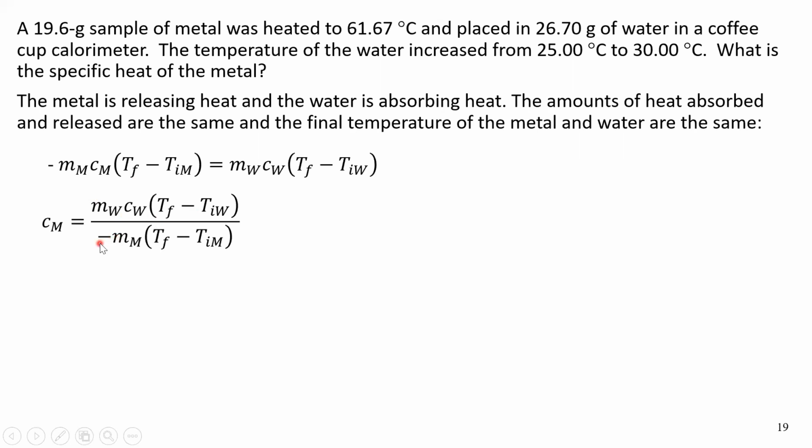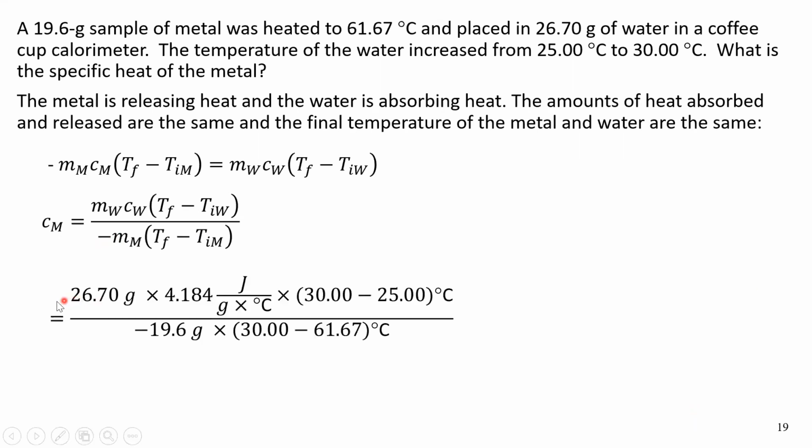You're going to take the negative mass of the metal times the temperature change for the metal, which will be final minus initial, keeping in mind that the final temperature of the metal is the same as the final temperature of the water, even though it doesn't state that. And see what you get for the specific heat of the metal. Okay, so the mass of the water is 26.70 grams. The specific heat for water, this is a constant, 4.184 joules per gram degrees Celsius. The final temperature was 30 degrees. The initial temperature was 25 degrees.